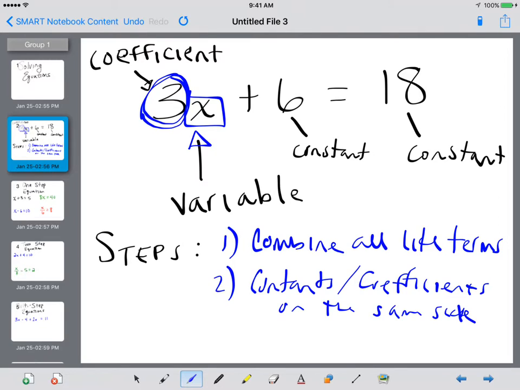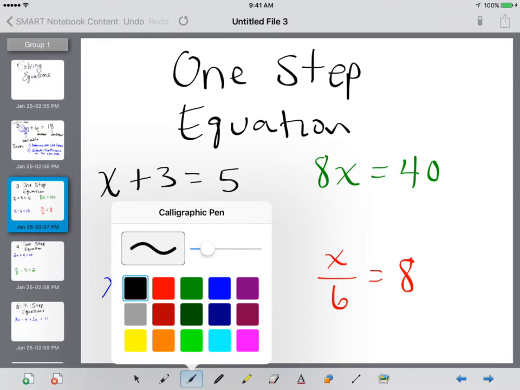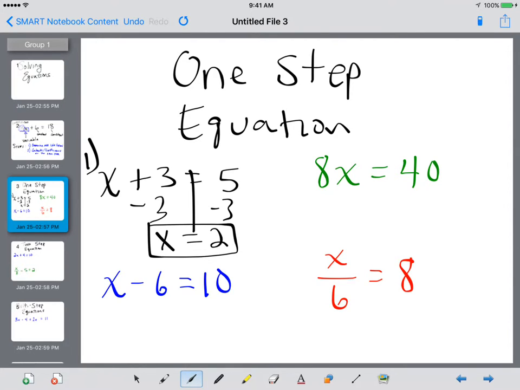I'm going to start with some easy ones, some one-step equations. One-step equations are just that. They require one step to solve. So for our first equation, we have x plus 3 equals 5. So some number plus 3 equals 5. To solve this, we undo addition by subtracting 3 on both sides, and we get x equals 2.